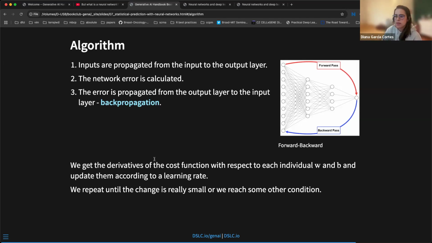And how do we do that? We get the derivative of the cost function that we use to evaluate our output with respect to each individual weight and each individual bias, and we update each of our biases and weights according to a learning rate that we set in the beginning. And then we repeat this process until the change is really small, or until we reach a desired number of passes.